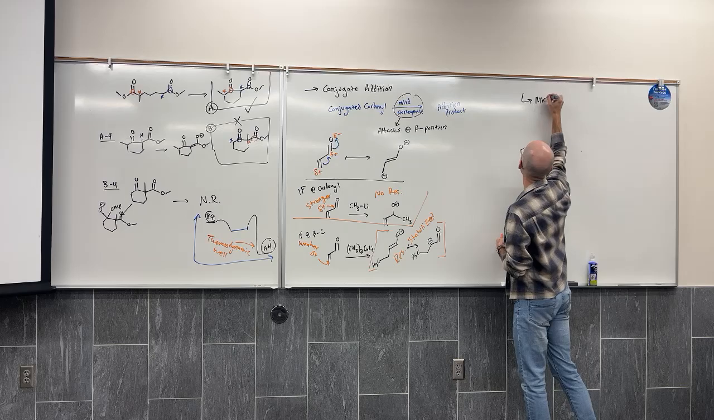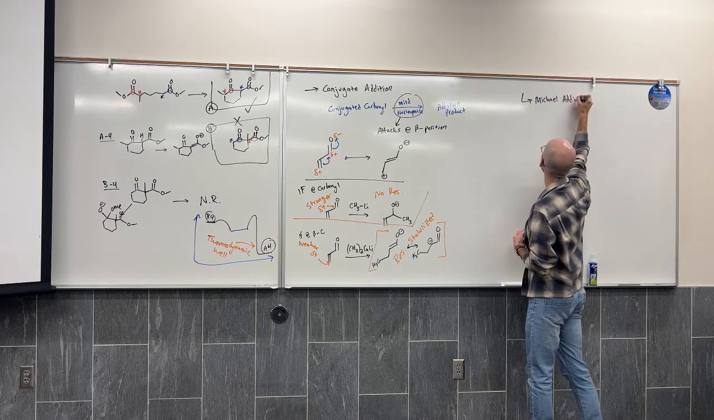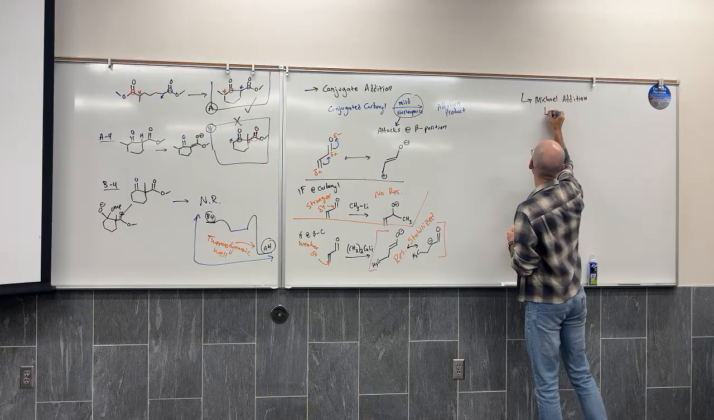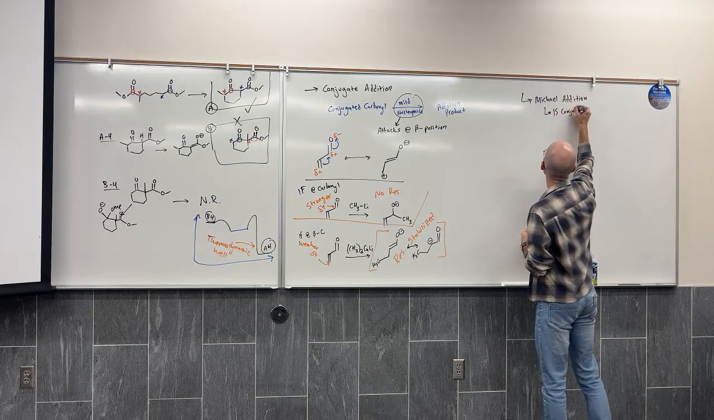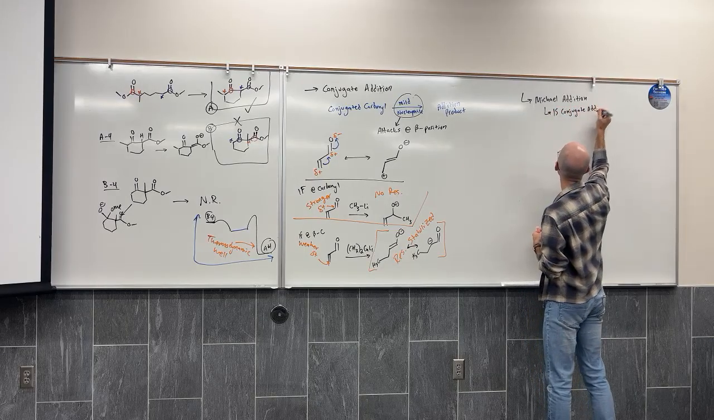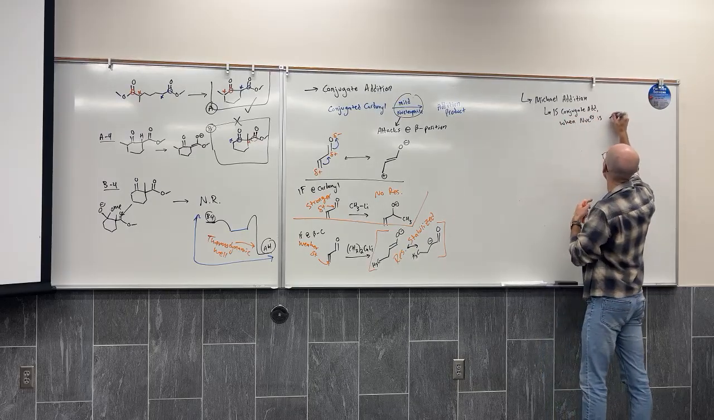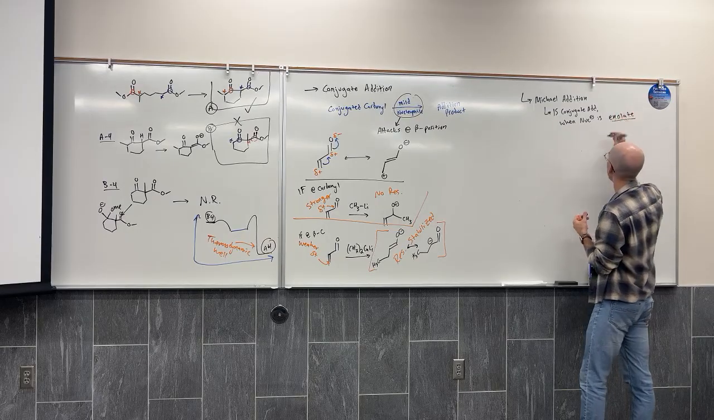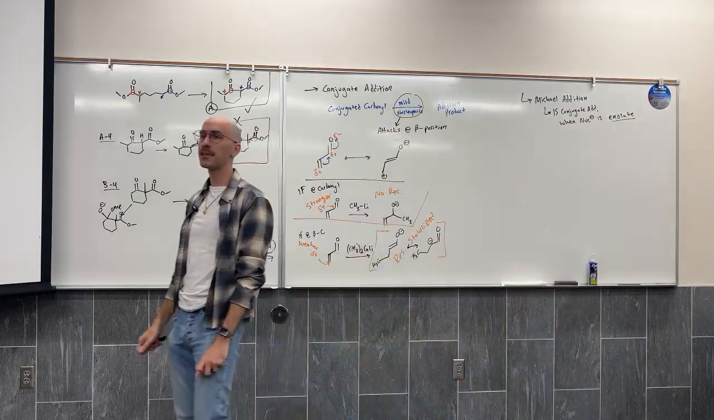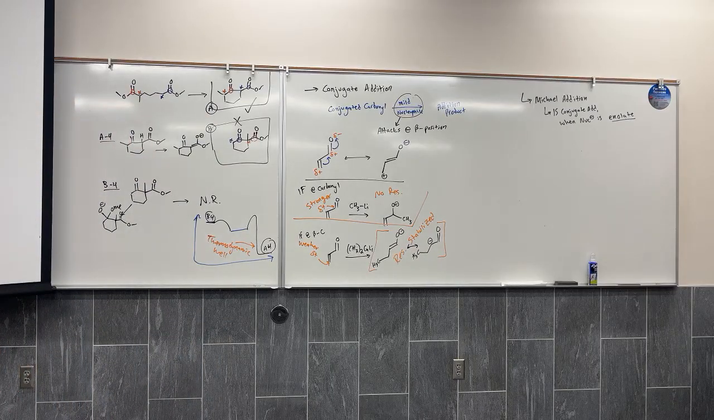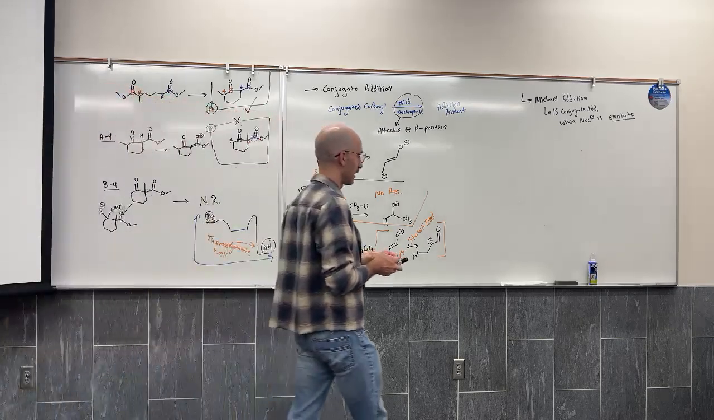Now, under conjugate addition is a reaction called Michael addition. This is conjugate addition when the nucleophile is an enolate. That's the difference. Michael named the reaction after himself if and only if the nucleophile is an enolate. If the nucleophile is some other reagent, it's just conjugate addition. If the nucleophile is an enolate, it's Michael addition.